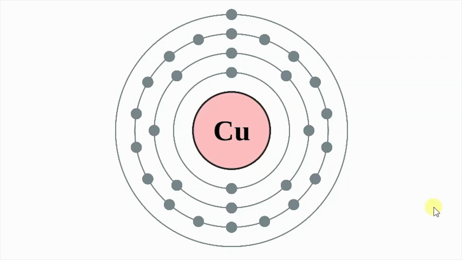Now take the case of a copper atom. It has 29 electrons revolving in the shells and 29 protons in the nucleus. These 29 electrons are revolving around the nucleus. In the first shell there are 2 electrons, in the second 8, in the third 18, and there is only one in the fourth shell. See, this electron is loosely held and it is free to move away from this shell, while electrons in the shells nearer to the nucleus are strongly bound.